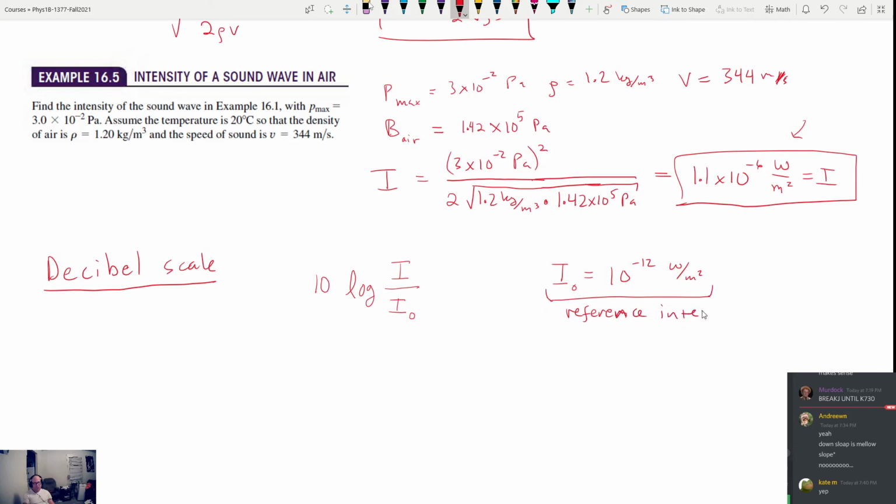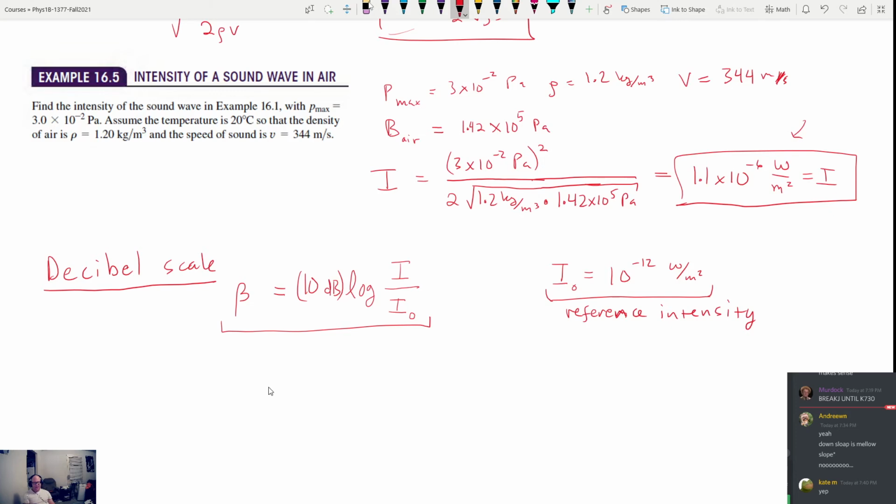And then we're going to construct a scale that looks like this. The way the scale works is we measure our intensity and then we multiply by 10 decibels. And that's going to give us, I think they use the symbol beta for this, and this is going to give us decibels.